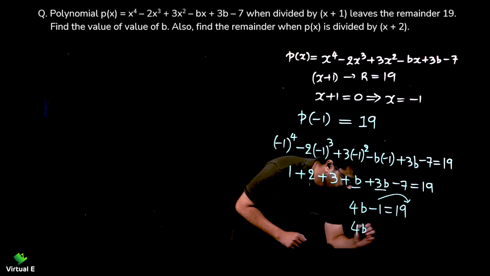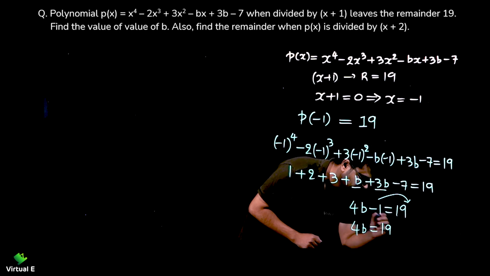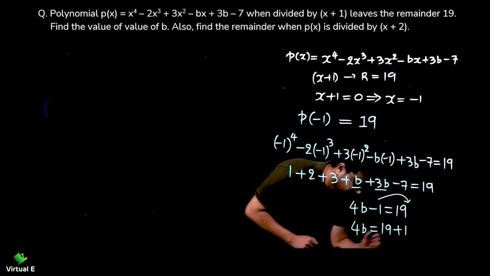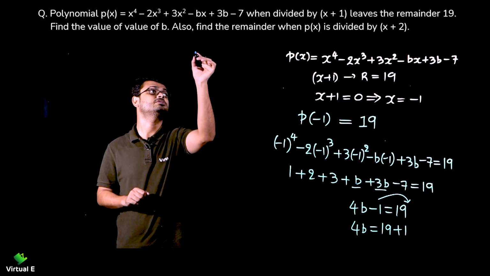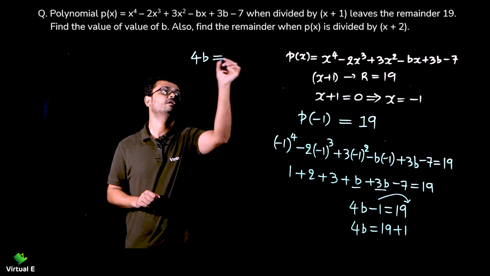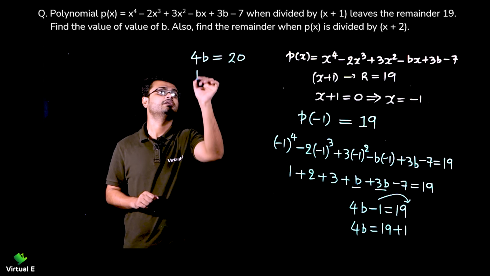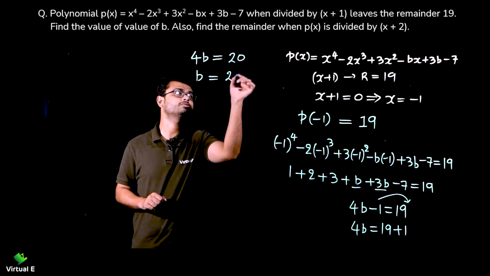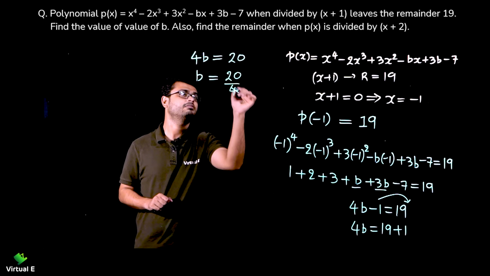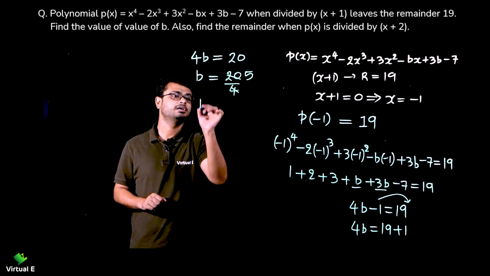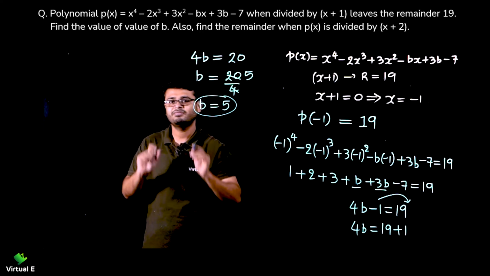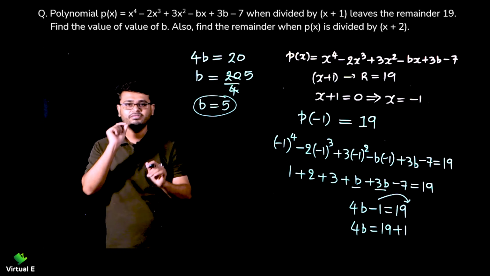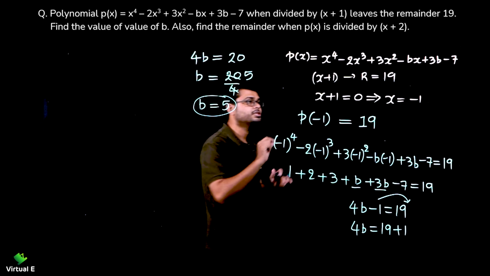So 4b is equal to 19. Minus 1 will become plus 1. So we can write here that 4b is equal to 20. So b is equal to 20 by 4, which is 5. So the value of b will be 5. That's the value of unknown b. Our first part of the question is done.